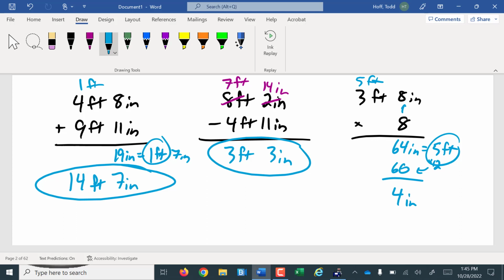So that's something you can always do. You get the 5.3333333. You got to remember that's feet. So it has to go back to inches then. So now 8 times 3 is 24 plus the 5, 29 feet, 4 inches.